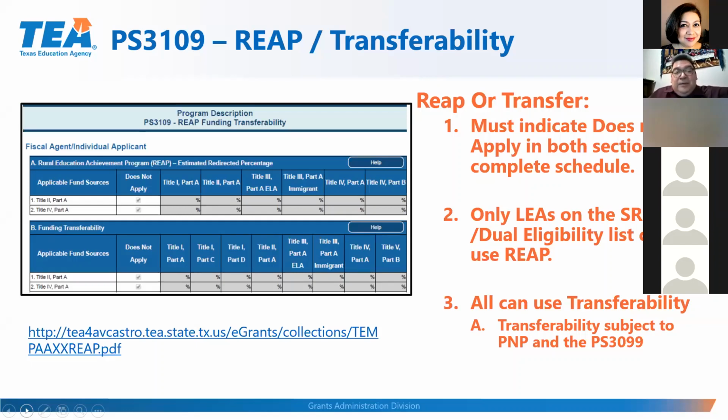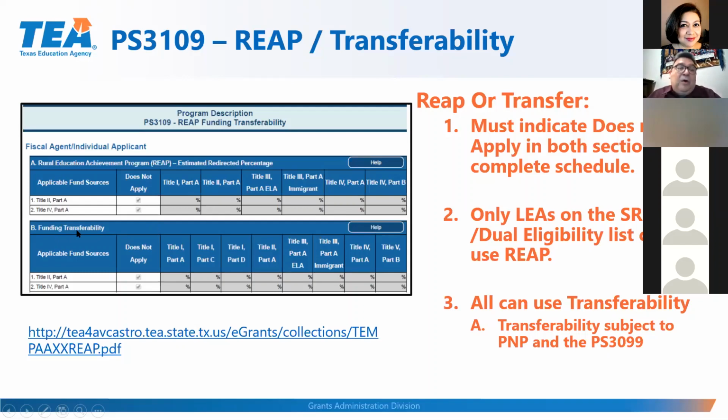And just to let you know, you do have to complete that. These do not apply to complete the schedule. Part A is the Rural Education Achievement Program, REAP. And if you'll notice at the bottom of the screen, there is a link to those campuses that have that, what we call that are on this REAP list. It's the dual eligibility. So if you're on that list, you can use REAP.